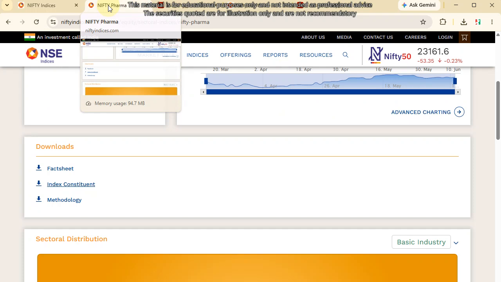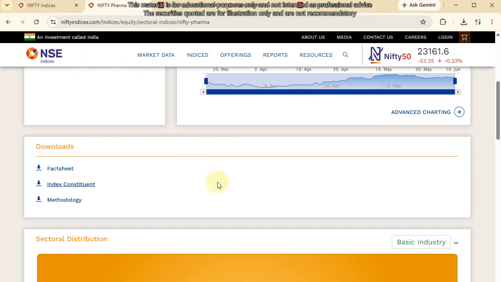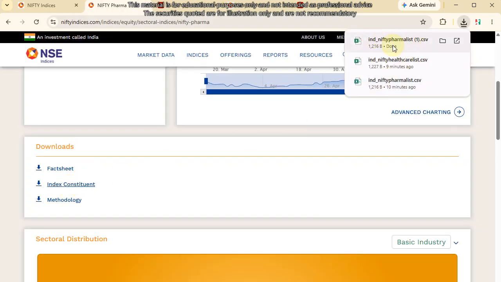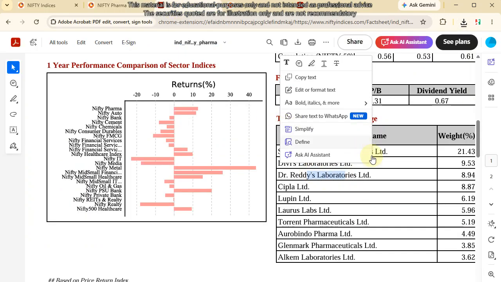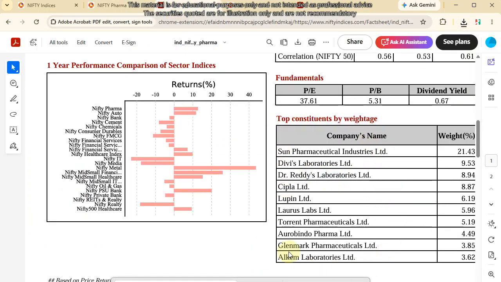So go to Nifty Pharma. In this Nifty Pharma, you can see the fact sheet and index constituents. If you click the index constituents, you will get a CSV file downloaded. In this you can see the entire list of stocks available in Nifty Pharma. And if you want to focus on the top stocks only, go to the fact sheet, click on it, and you will get this PDF file. In this fact sheet you can see the top 10 companies in Nifty Pharma.